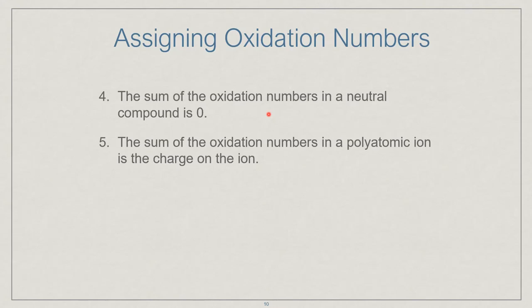But with a polyatomic ion, now we're going to have something that's got a charge with it. So if we look at something like the carbonate ion, CO3, but now we've got a 2- charge.